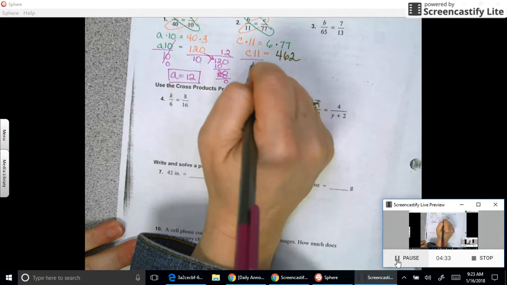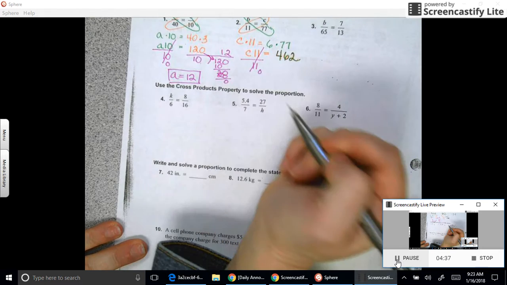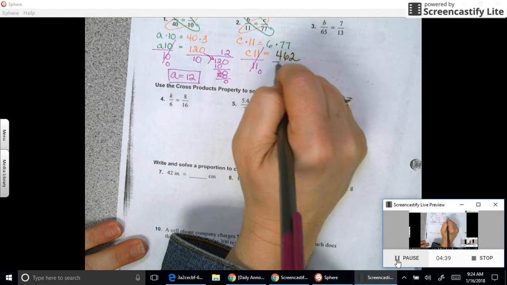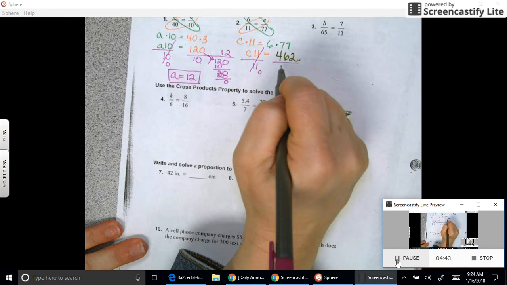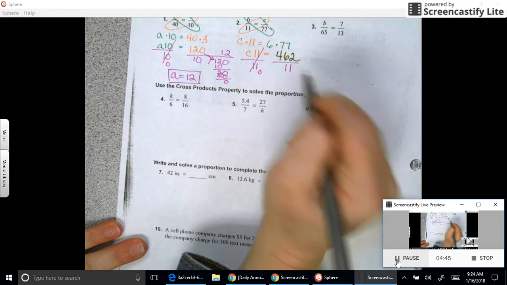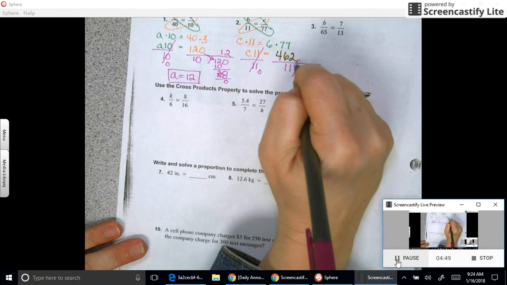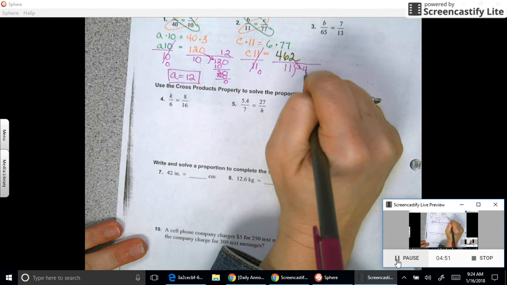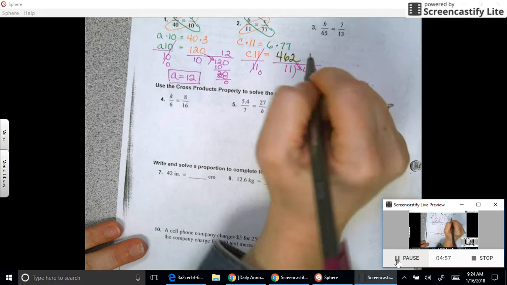So I'm going to put that over 11. Those 11s cancel out for 0. What I do on one side of the equal sign, I have to do on the other. So now I'm going to put 462 over 11. That turns into division. That number comes down here. How many times does 11 go into 462?